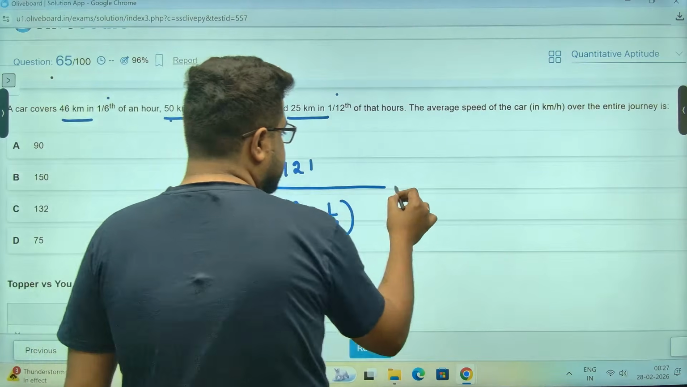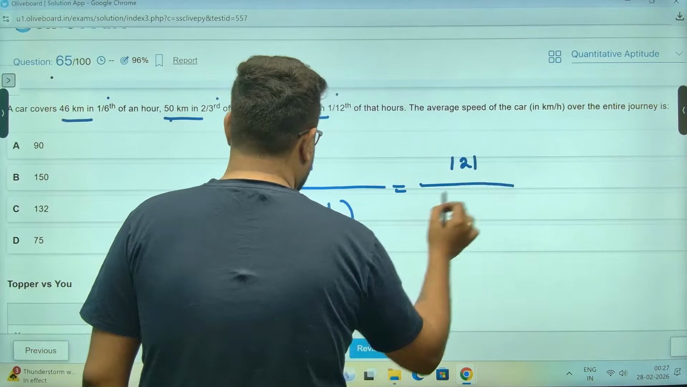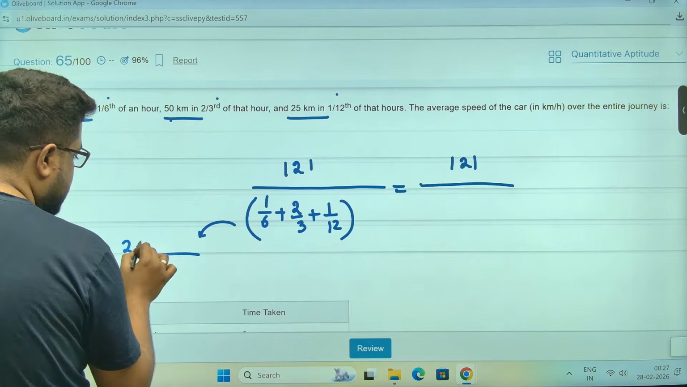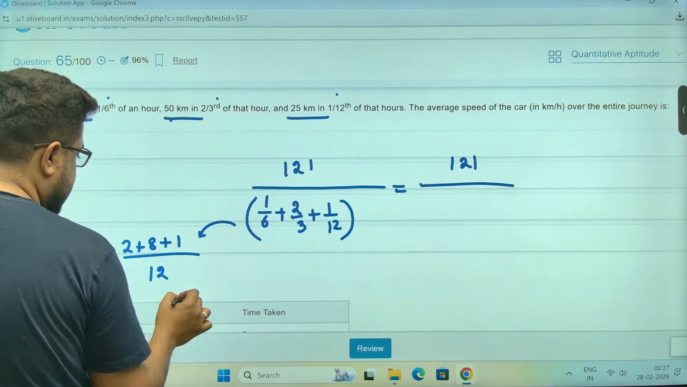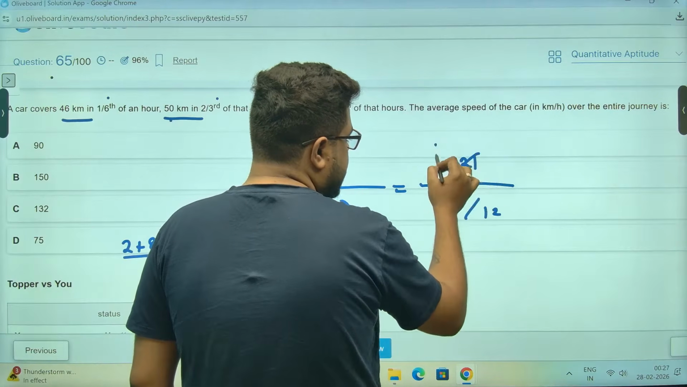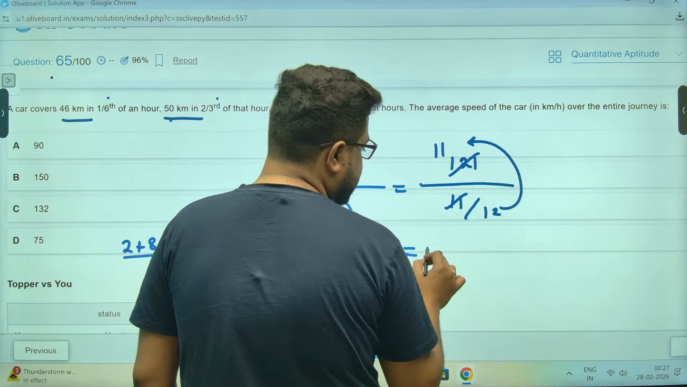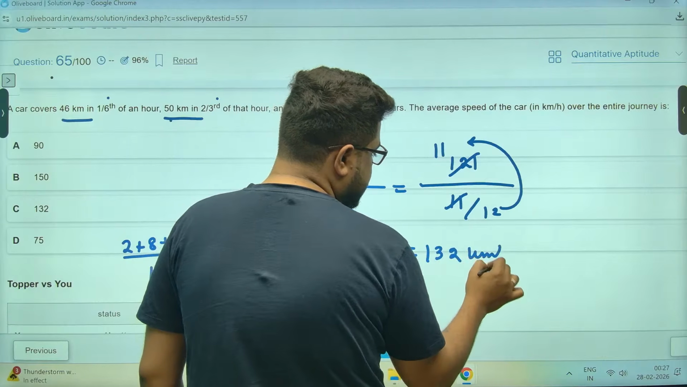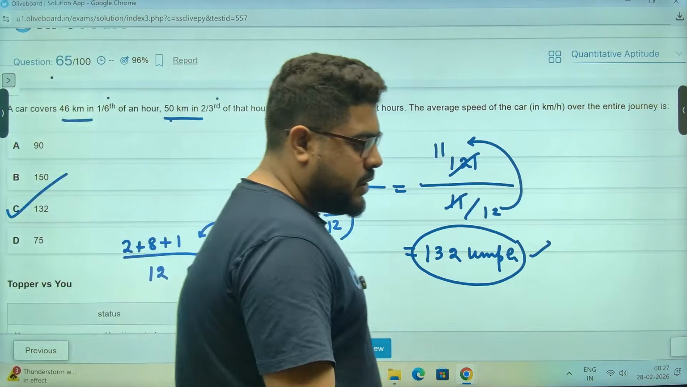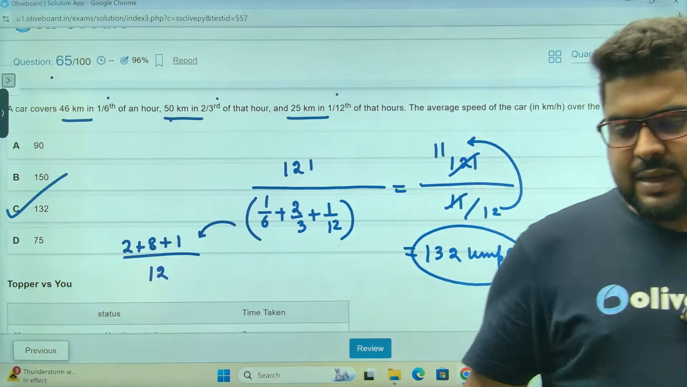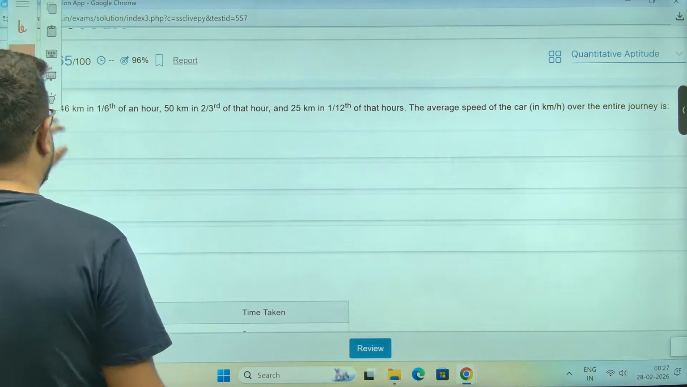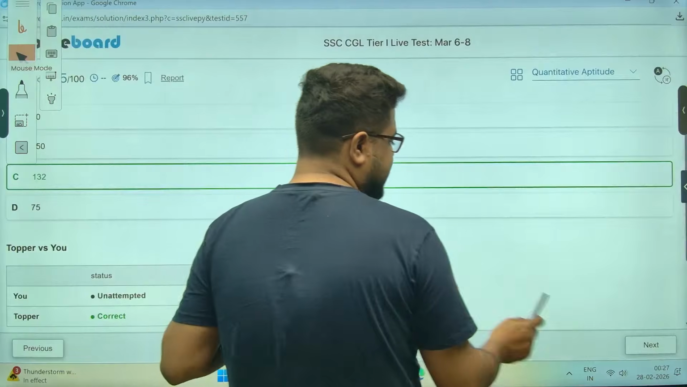So let's calculate this much. 12 is the LCM: 2, 4 twos are 8, and 1. That is 11 by 12, sir. So this will go up. That is 132 kmph. That's the correct answer. Option number C, sir. Again, very simple, very easy, right? No need to panic, sir.